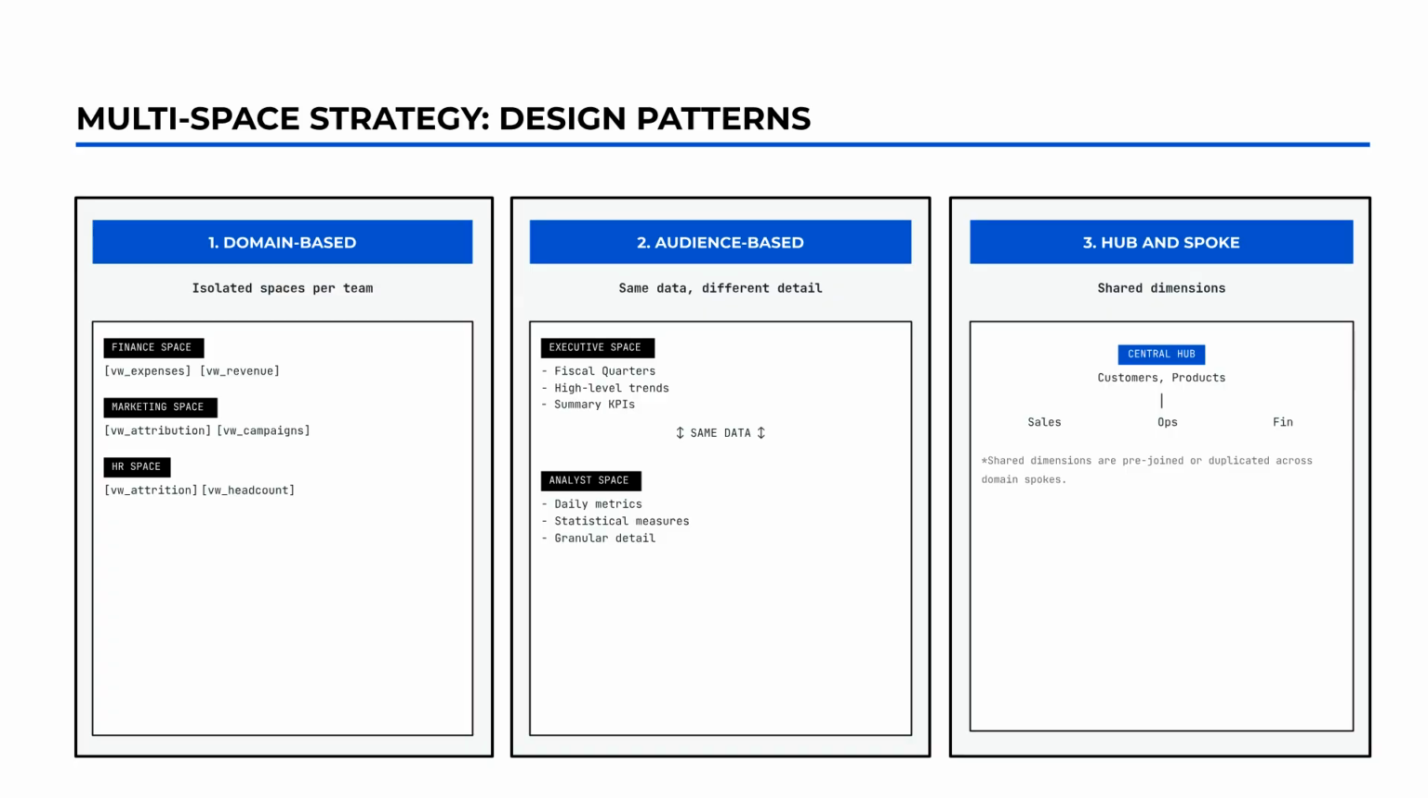Third, the hub-and-spoke model, a central hub space with shared dimensions like customers, products, and regions connected to multiple domain spokes. This avoids duplicating common data while keeping domains independent. Choose the pattern that best matches how your company is organized.